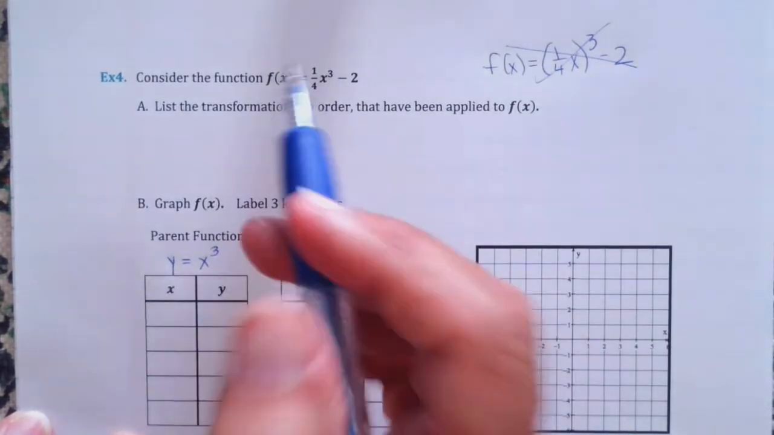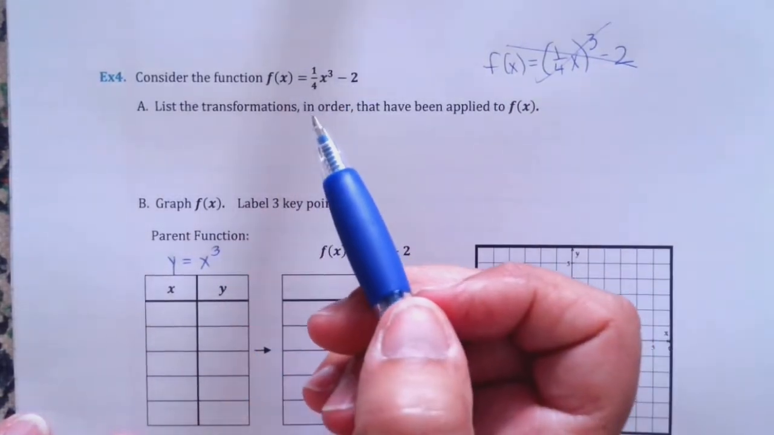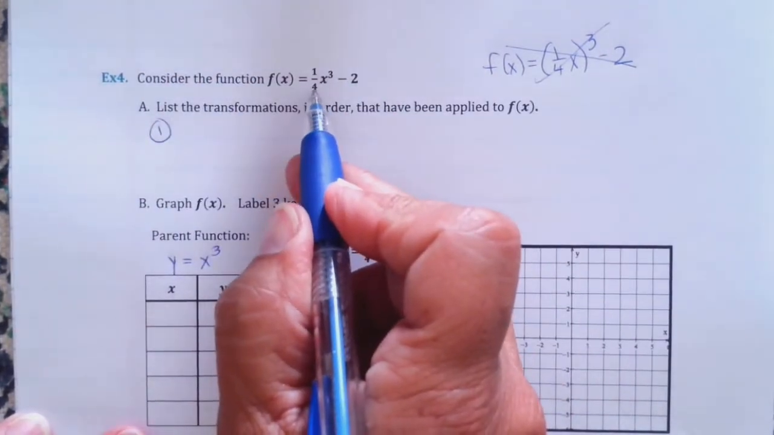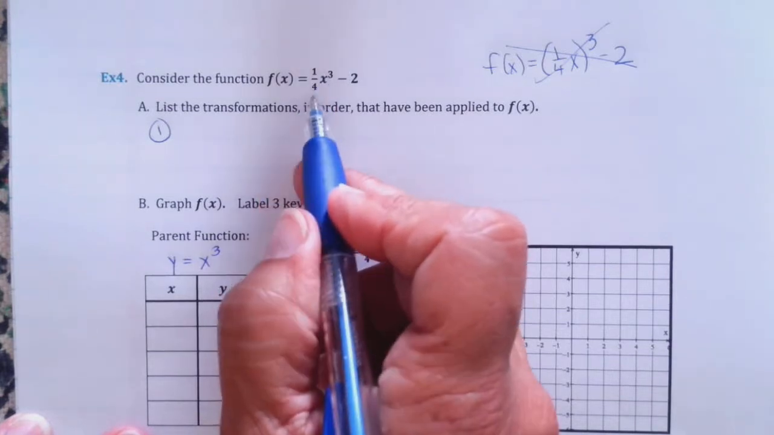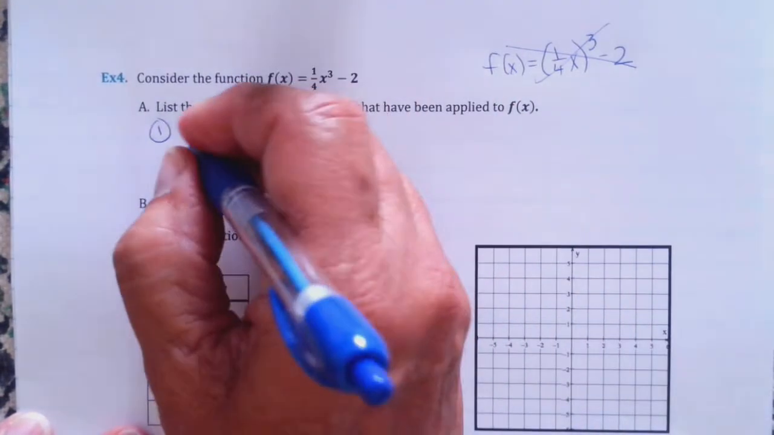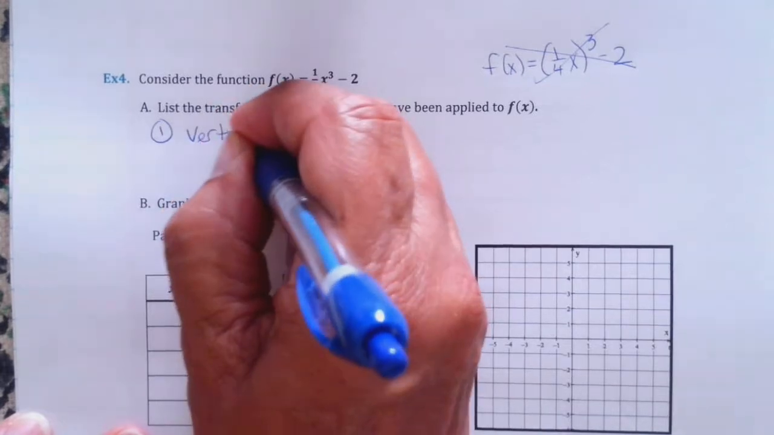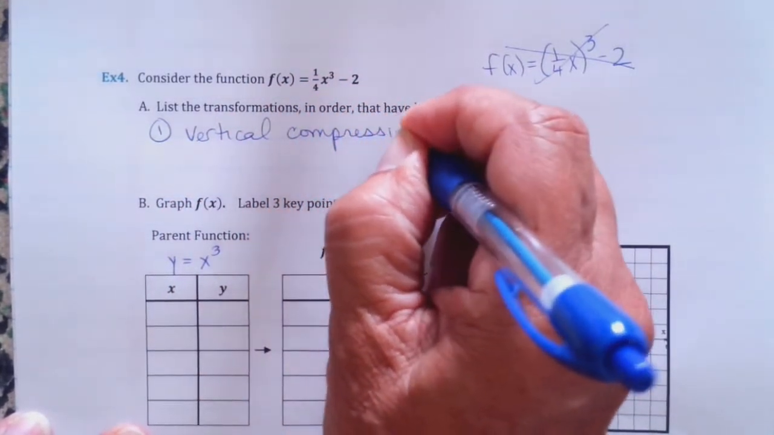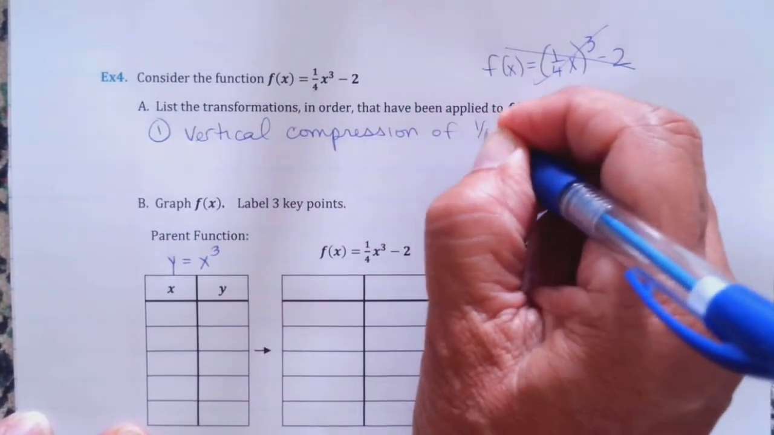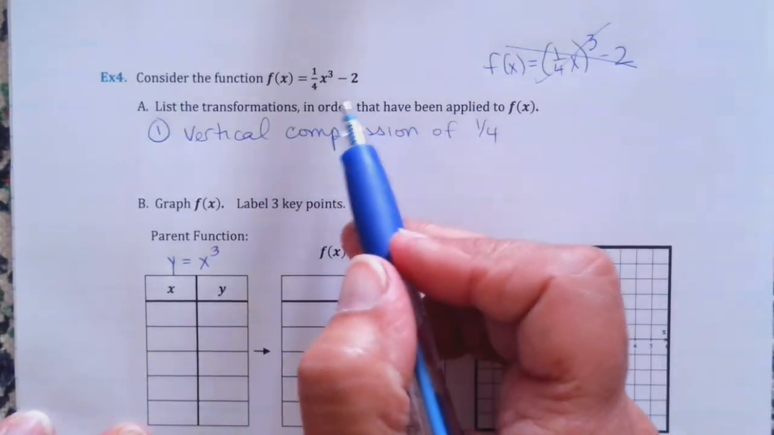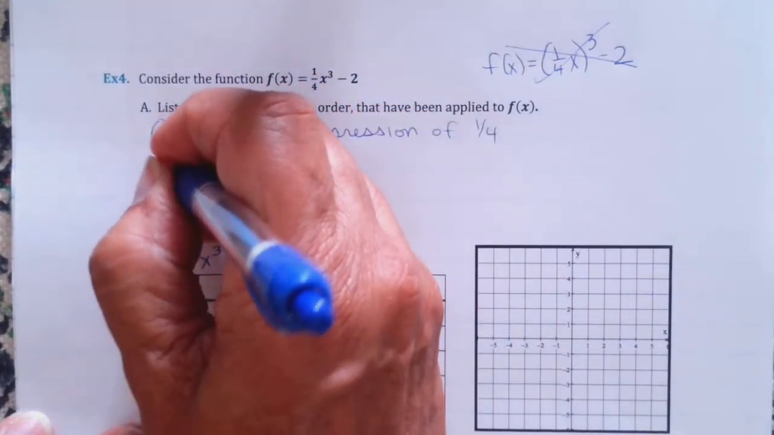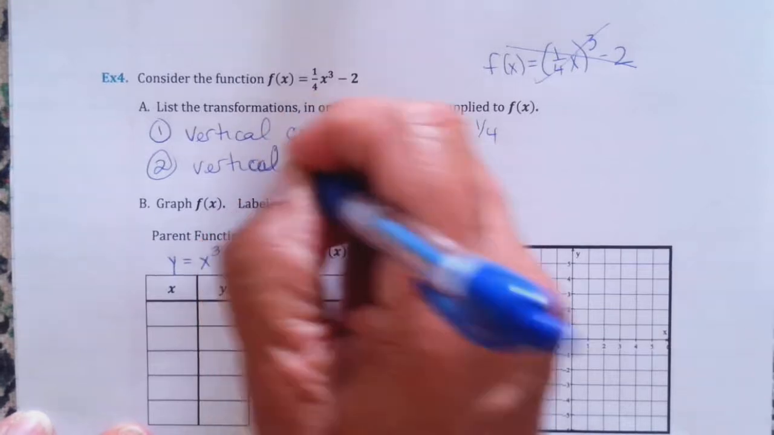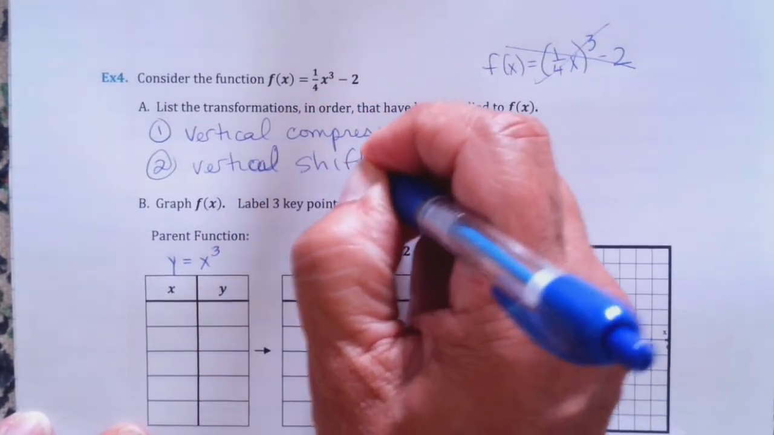So we only have two transformations. Both are affecting y. So the first one, this would be a compression, right? When this is your A value, when it's between 0 and 1, that's a vertical compression of 1/4, do exactly what it says to y, and then this is going to go down 2. So this is a vertical shift down 2.